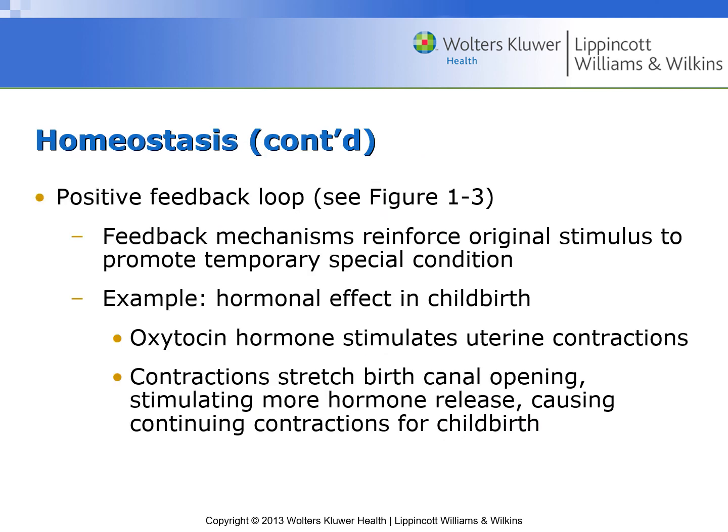Homeostatic positive feedback loops are feedback mechanisms which reinforce original stimulus to promote a temporary special condition. For example, the hormonal effect in childbirth. Oxytocin is a hormone that stimulates the uterine contractions. Contractions stretch the birth canal opening, stimulating more hormone release, causing continual contractions for childbirth.